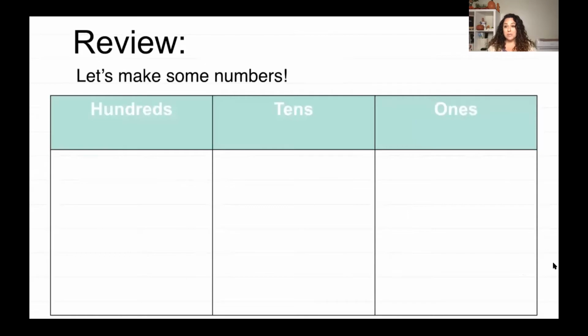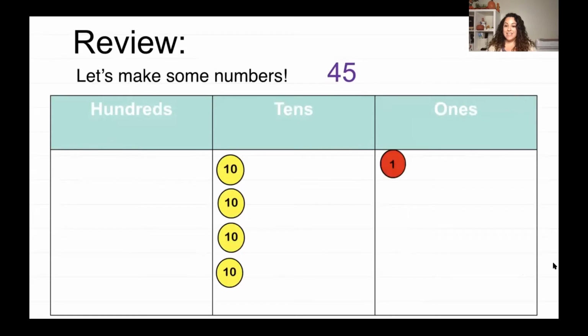Okay, so let's review. Let's make some numbers. Our first number that we're going to make is 45. So 45, we have 4 tens. So you can see I have 4 tens right there. And then I have 5 ones. So when I make the number 45, I have 4 tens and 5 ones.